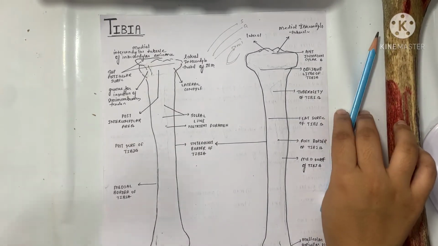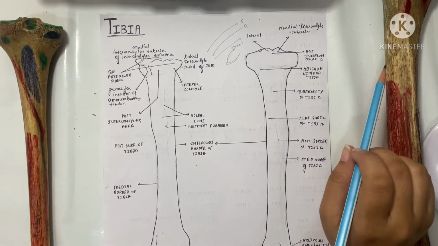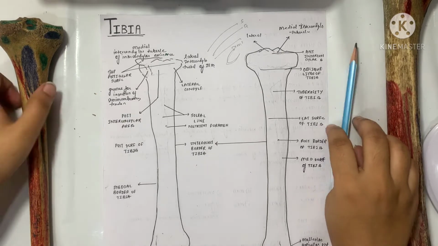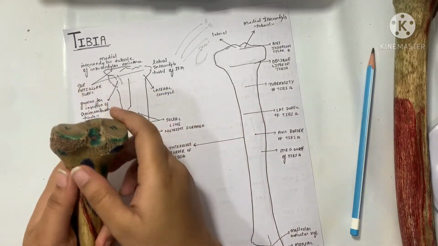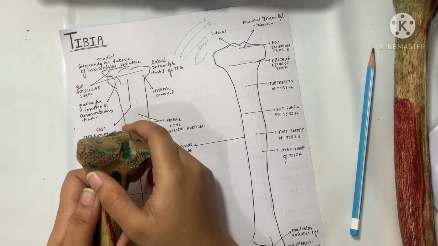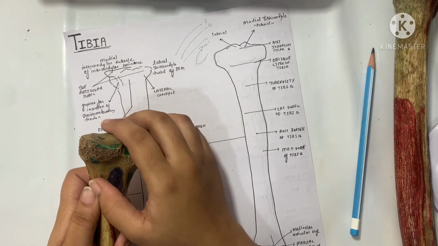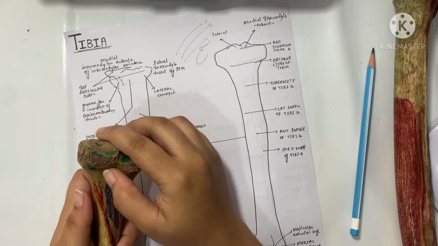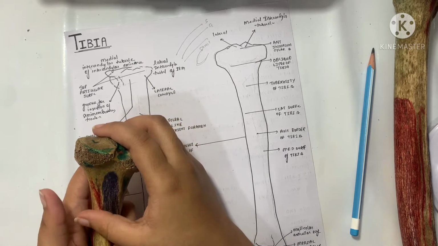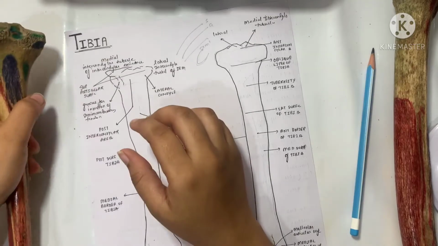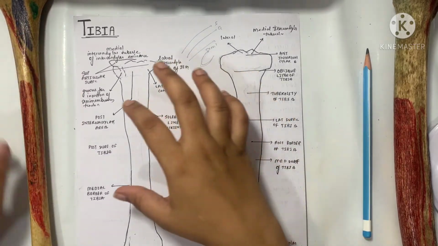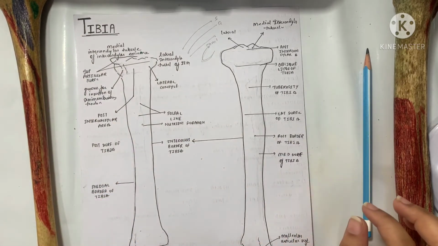Then coming to the next point, that is the tibial tuberosity. See, this is the tibial tuberosity. It has an upper rough part and lower smooth part. So upper part gives attachment to the patellar ligament, and lower is related to the infrapatellar bursa. Then coming to the shaft of the tibia. This is the shaft of the tibia.